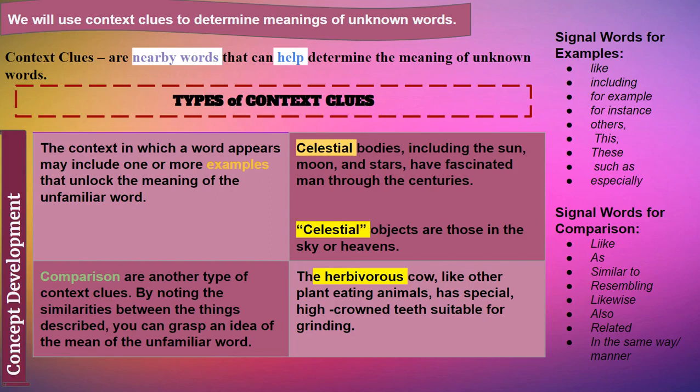Herbivorous. The cow, like other plant-eating animals, has special high crowned teeth suitable for grinding. Well, we get our comparison word. I'm losing my voice, but that's okay. We got our comparison word that lets us know that cows are being compared to what type of animals? Animals that eat plants only. So now you know what your unknown word means.